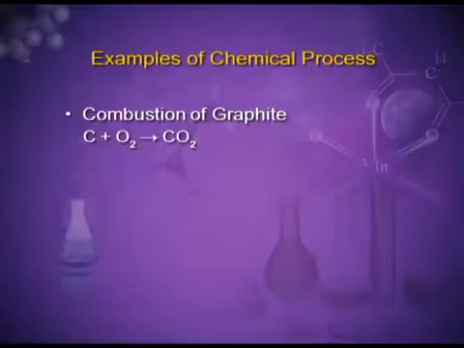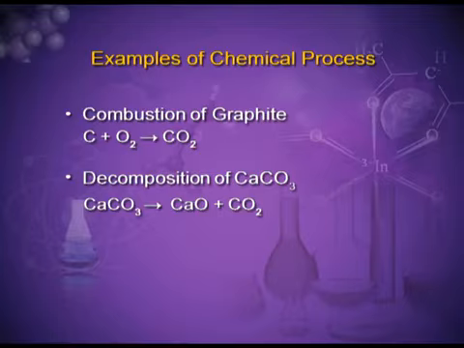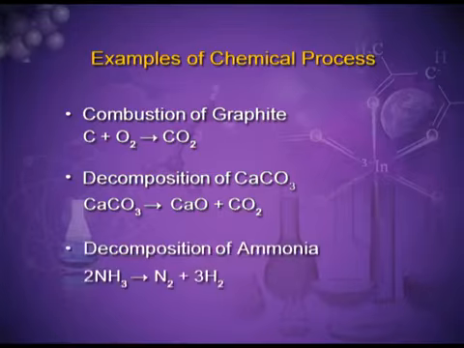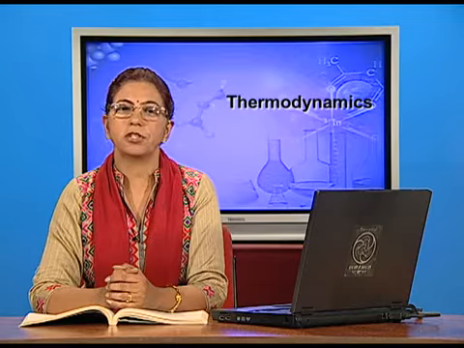But in the chemical process, the chemical formula is changed. Let's see few examples. Combustion of graphite: carbon plus oxygen gives carbon dioxide. You can see the change in the formula. Another example, decomposition of calcium carbonate or decomposition of ammonia. In all these examples, you can see that the reactants and the products have the different chemical formula. So, all those processes in which a new thing is formed, they are chemical process.